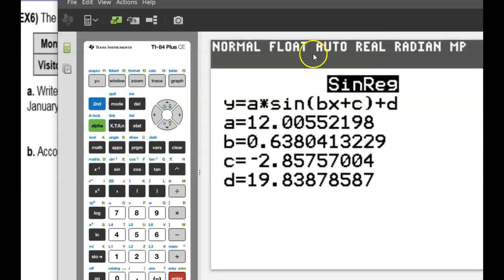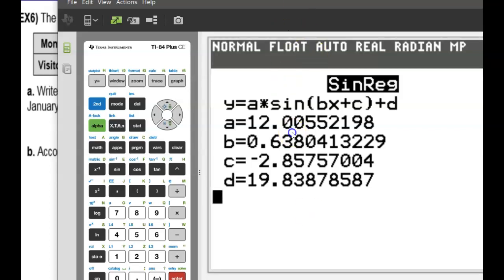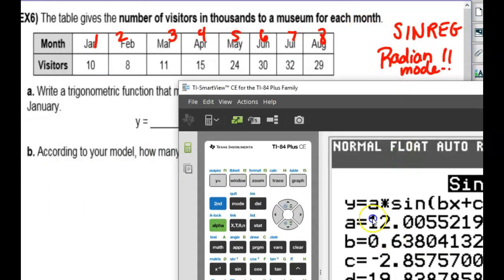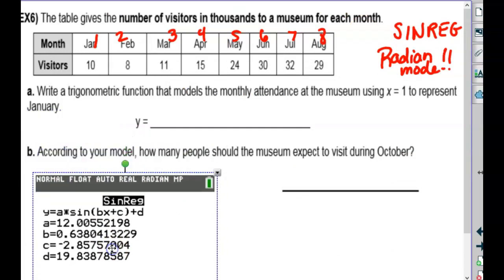Okay. Now we're supposed to write this down on our paper. Did it go on there or not? It did not. There we go. So I'm going to write this down.